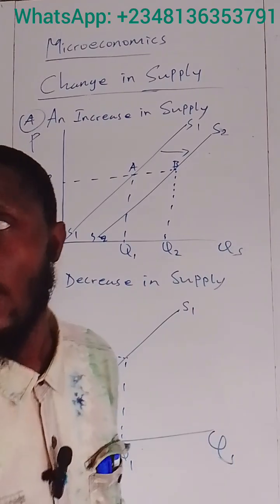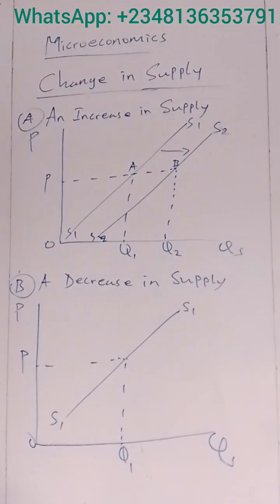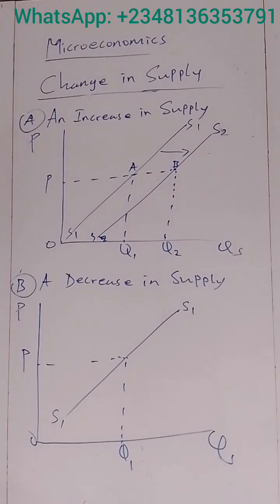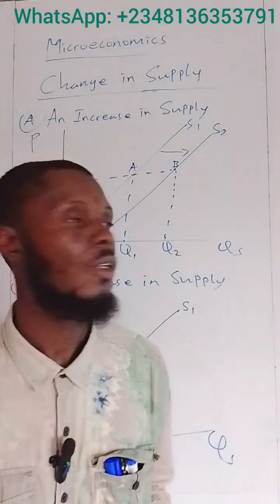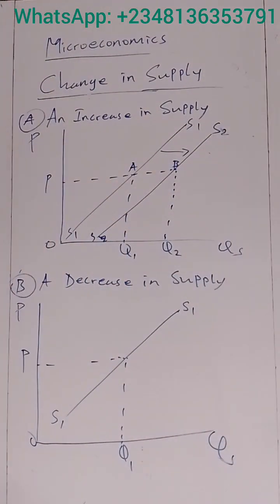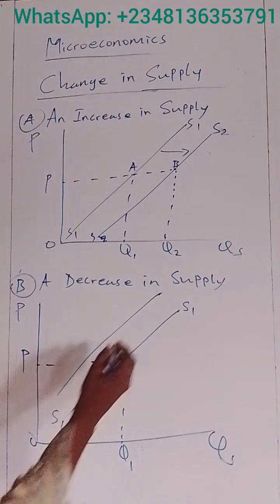Now, let's say there's a decrease in supply. And one factor that can cause a decrease in supply, we can also use the cost of production. Let's say there is an increase in the cost of production. And this makes a producer reduce the production level. Therefore, the supply reduces. In other words, there will be a leftward shift in the supply curve in order to indicate that supply has reduced. So we have a leftward shift in the supply curve.